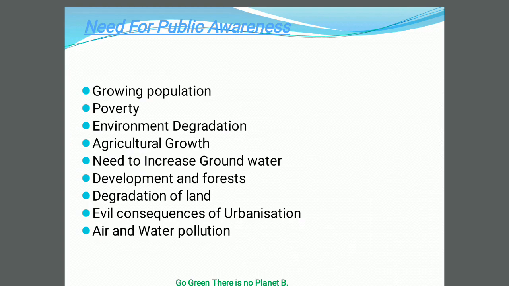Degradation of land. Nowadays maximum land is used for construction, so very little land is available for agriculture practices. Evil consequences of urbanization. Nearly 30% of urban Indians live in slums which have problems of sewage and drainage systems. Air and water pollution. People should follow all the rules to control pollution.